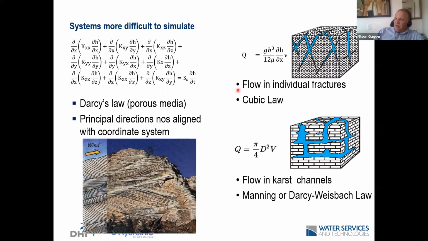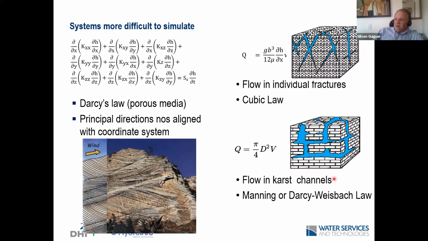It also allows you to represent individual fractures. And in the individual fractures, it may not use Darcy's law, where the flux is directly proportional to the gradient by one single value, which is hydraulic conductivity, K dH/dx. In this cubic law, it's still the flow or flux is directly proportional to the gradient. However, instead of K, it uses something that is related to the aperture of the fracture, to the roughness of the fracture and the viscosity. It's called the cubic law, for example.